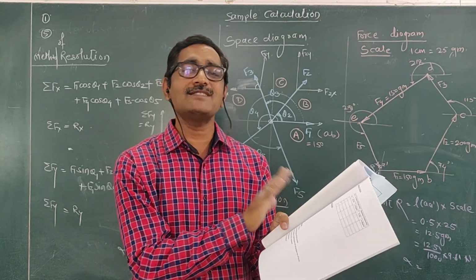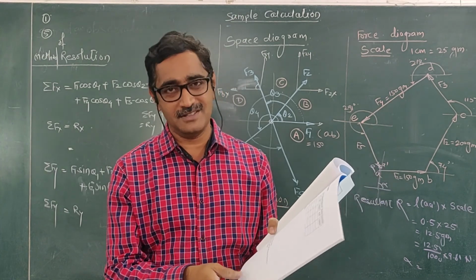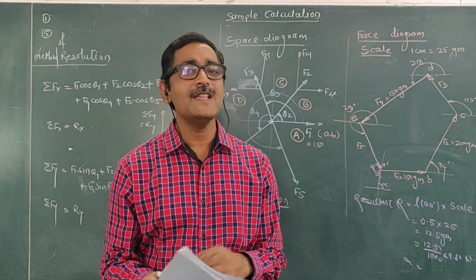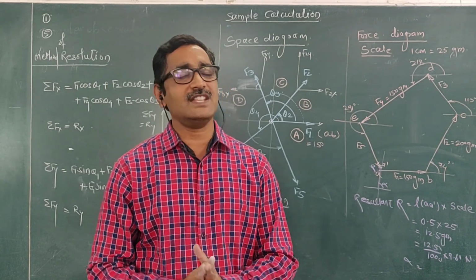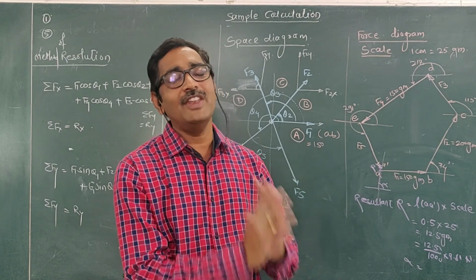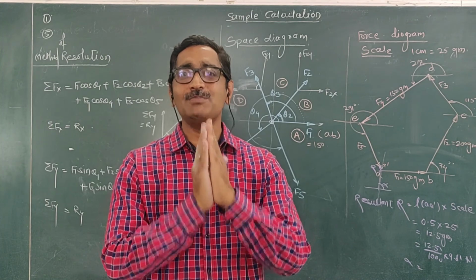You have to write down the answers in your own words. That answer itself uses the inference. So this is all about the first experiment. In conclusion, you are supposed to write down how you have verified the law of polygon of forces in your own words. You have to write down the conclusion properly.